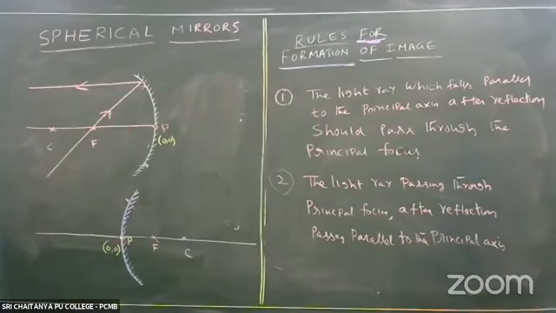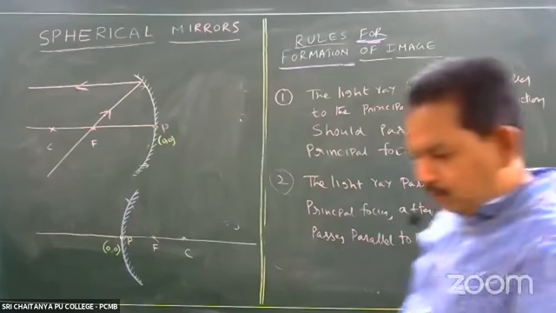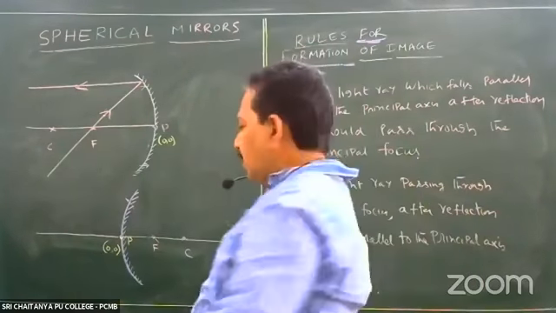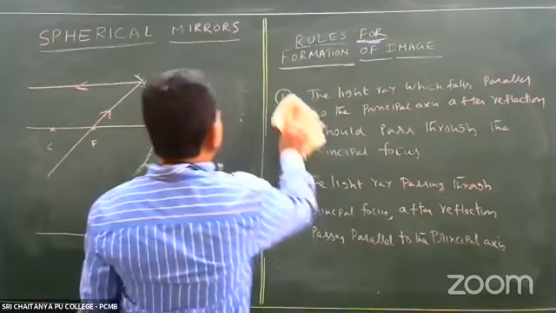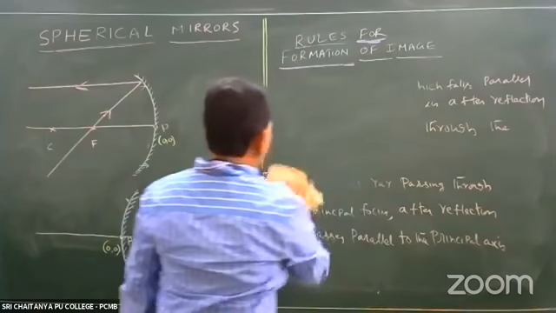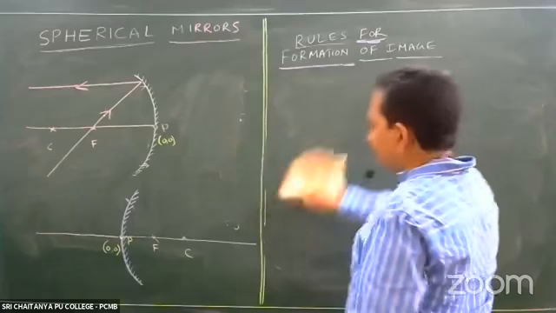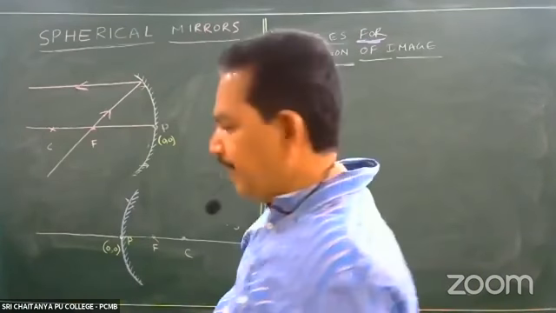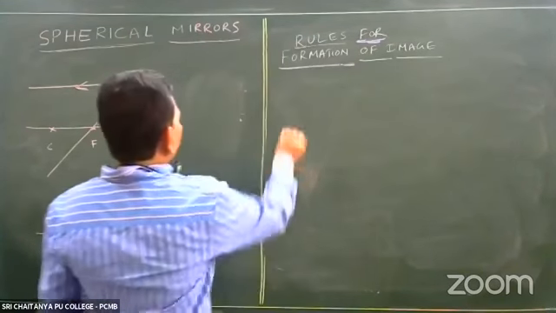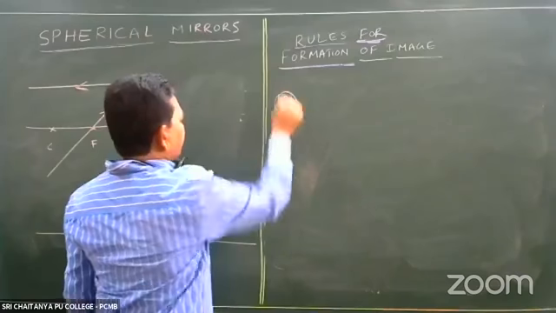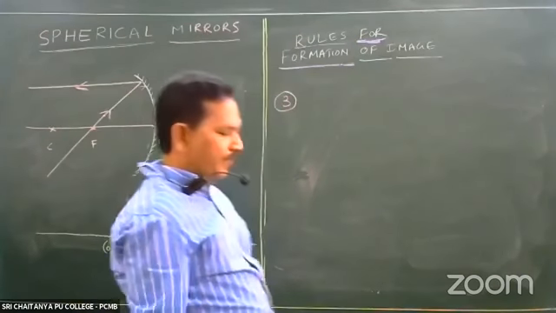Second rule for the formation of image. This is true in the case of convex mirror also. Now, the third rule which you have to follow, most important. What is that one?